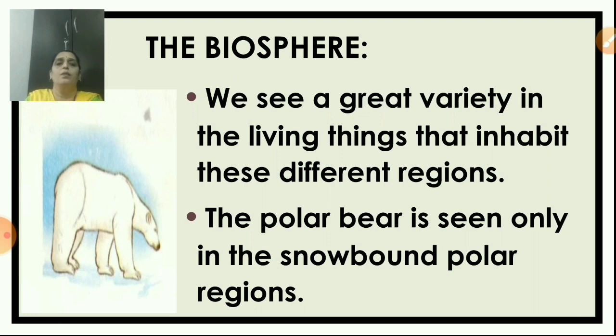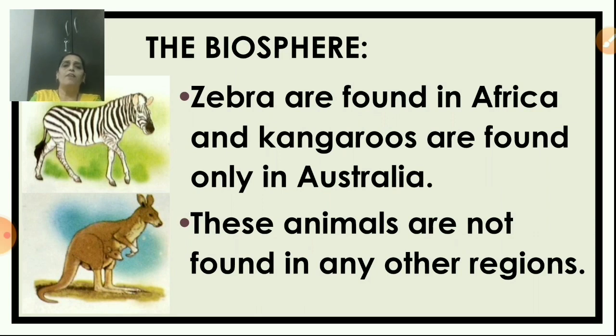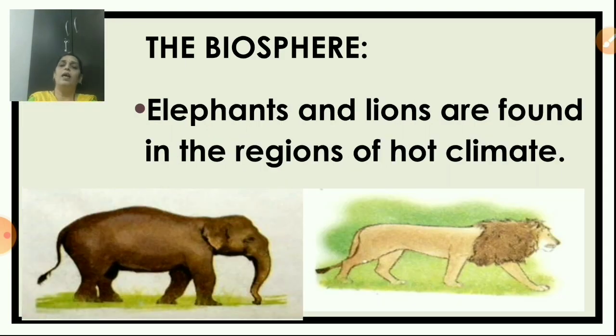Now the next. Zebras are found in Africa and kangaroos are found only in Australia. These animals are not found in any other regions. This means, students, because the climate required for them to survive is present there, zebras are found in Africa and kangaroos are found only in Australia. And elephants and lions are found in the regions of hot climate.